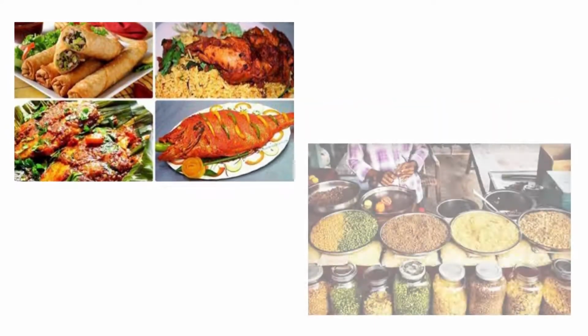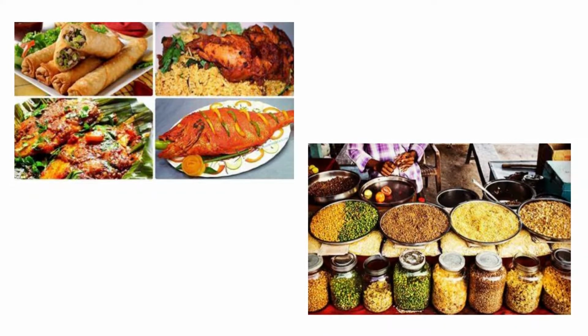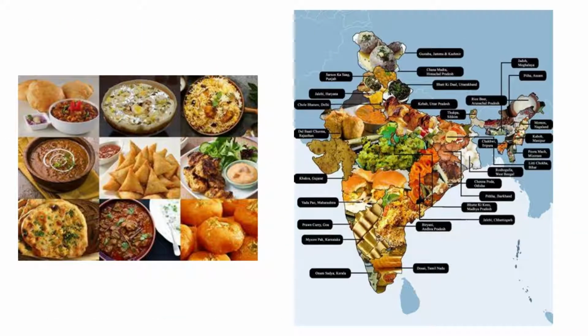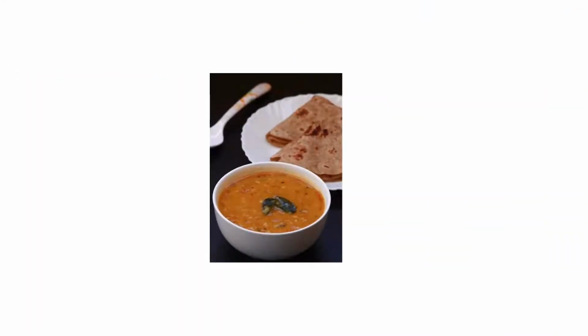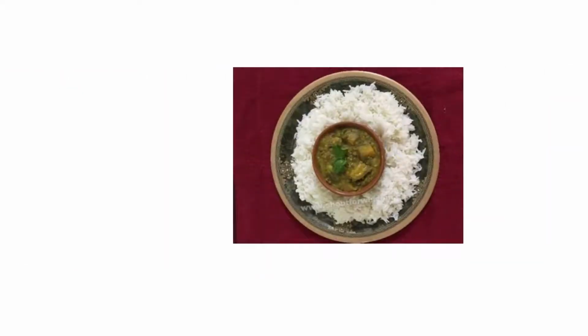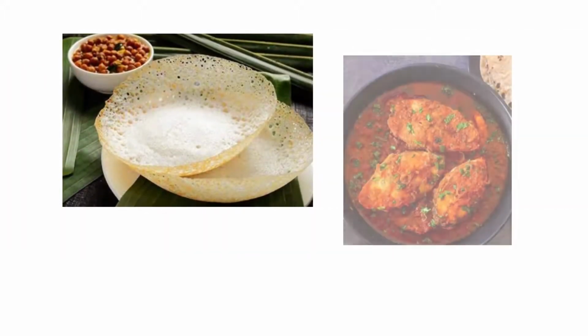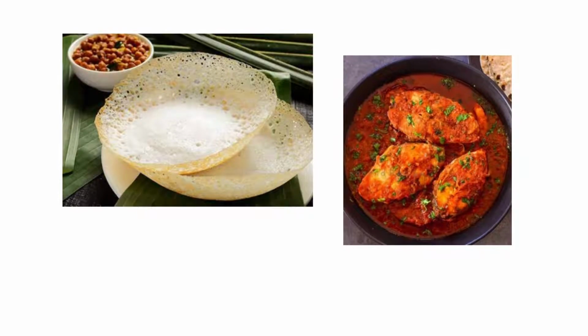In chapter 1, we made a list of food items that we eat. We also identified food items eaten in different parts of India and marked these on a map. A meal could consist of chapati and dal, another may be rice and sambar, yet another meal could be appam, fish curry.